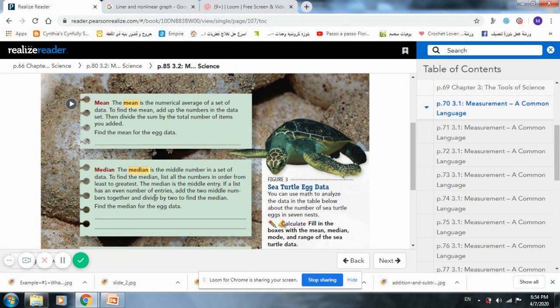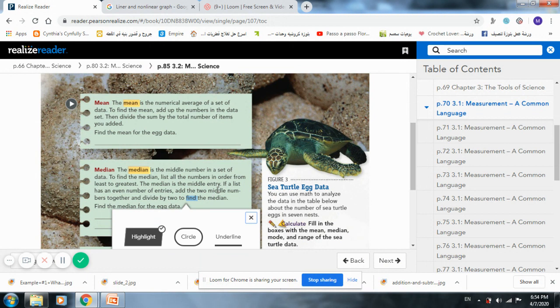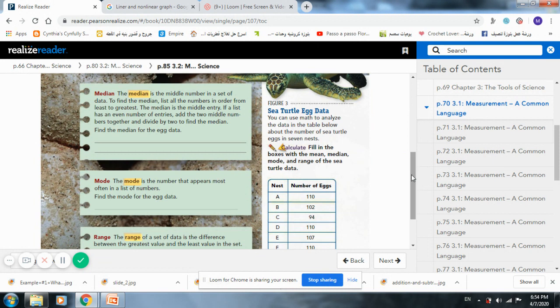Because if we put all the numbers in order from least to greatest, the median is the middle entry. If a list has an even number of entries, add the two middle numbers together and divide by 2 to find the median. You will understand this by doing calculations, and I will give you questions to do on your own, and you will send me the answers to correct them and inform you where your mistakes are.